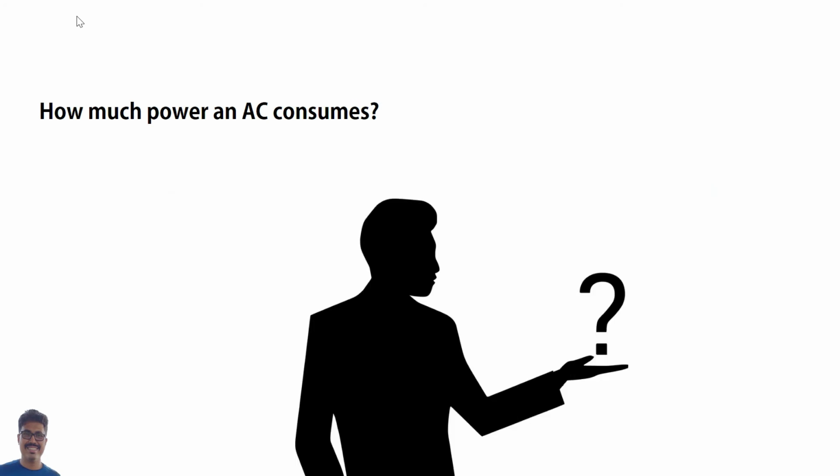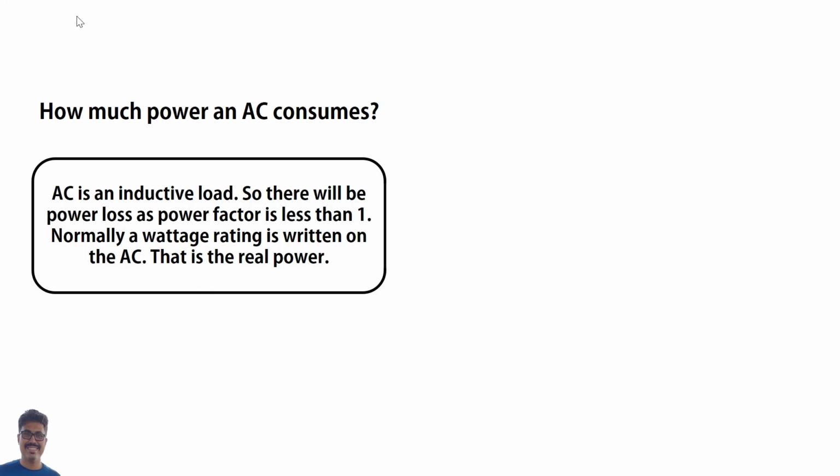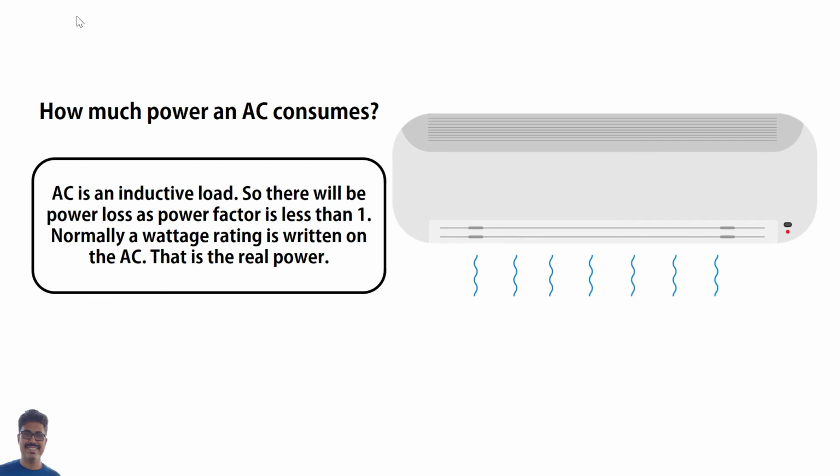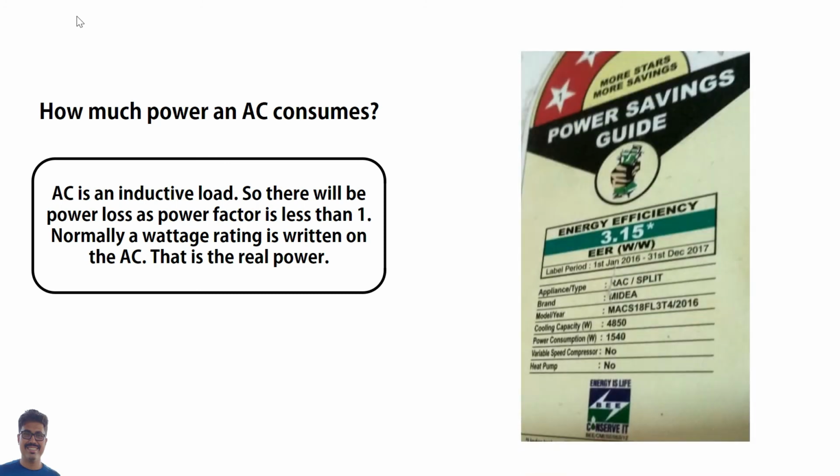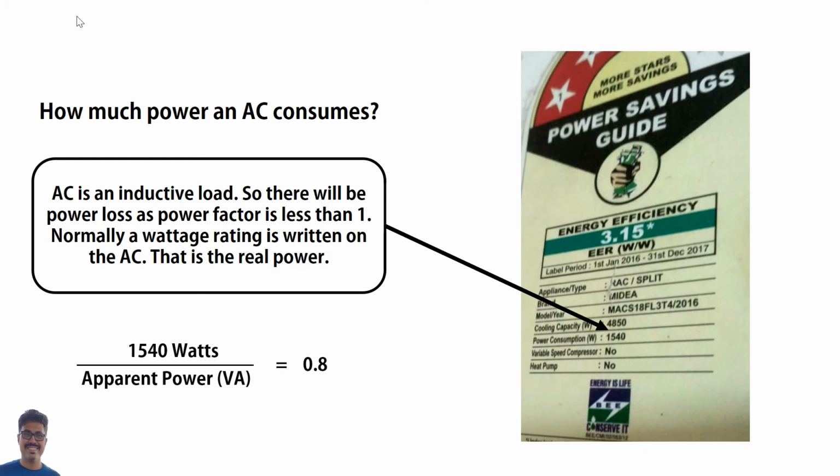Another question I face is how much power an air conditioner consumes. It's very difficult to tell, but I'll tell you using an example. An air conditioner is an inductive load, so there will be power loss as the power factor is less than 1. Normally, a wattage rating is written on the AC cabinet. That is the real power. I have clicked a picture of my AC. See, the power consumption is mentioned here. It's 1540 watts.